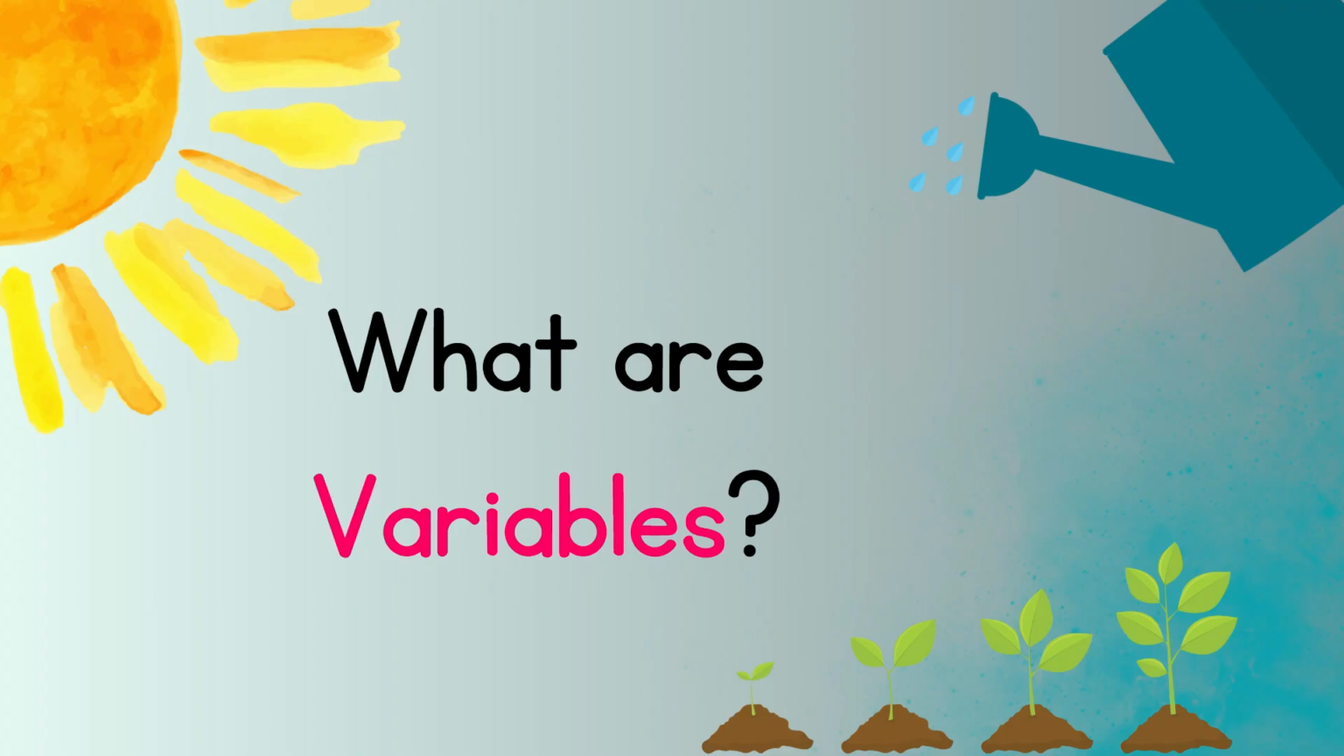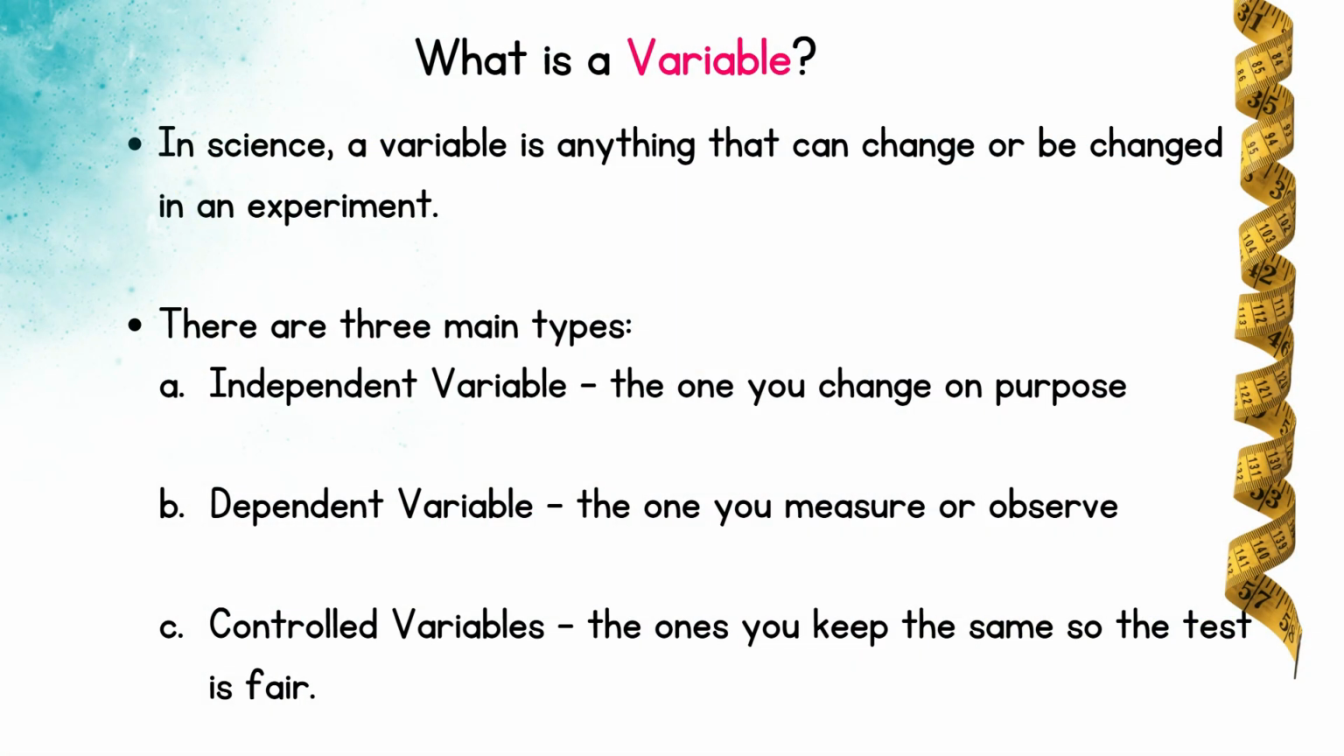What are variables? In science, a variable is anything that can change or be changed in an experiment. There are three main types. A, the independent variable. This is the one you change on purpose. B, the dependent variable. This is the one you measure or observe. And C, the controlled variables. These are the ones you keep the same so the test is fair.